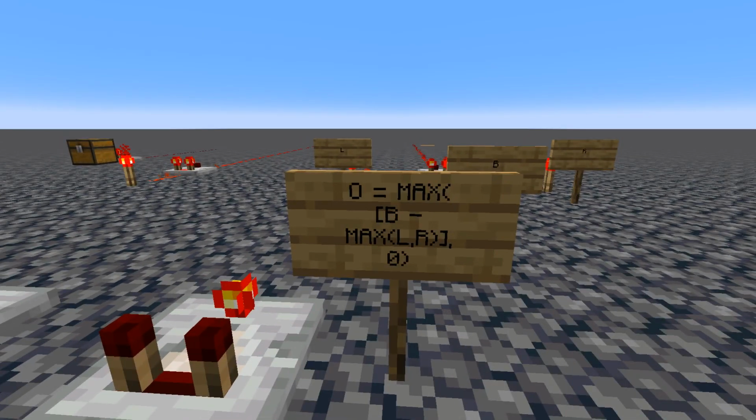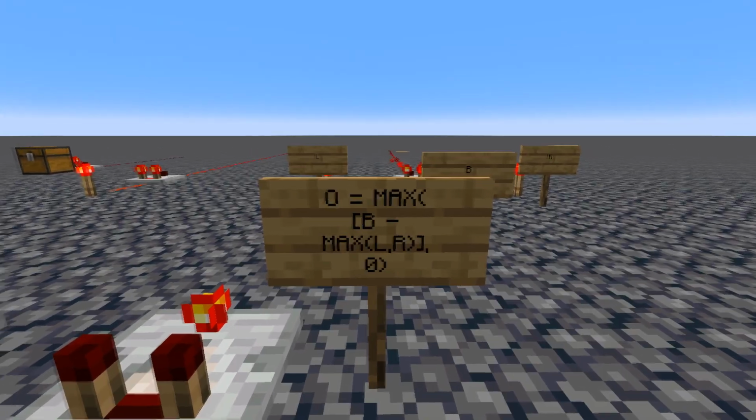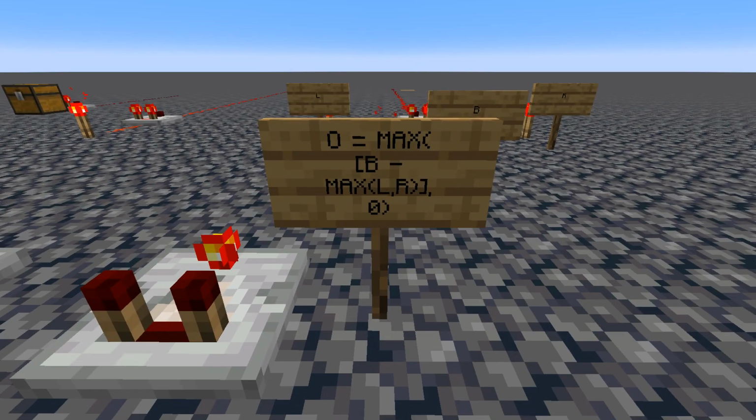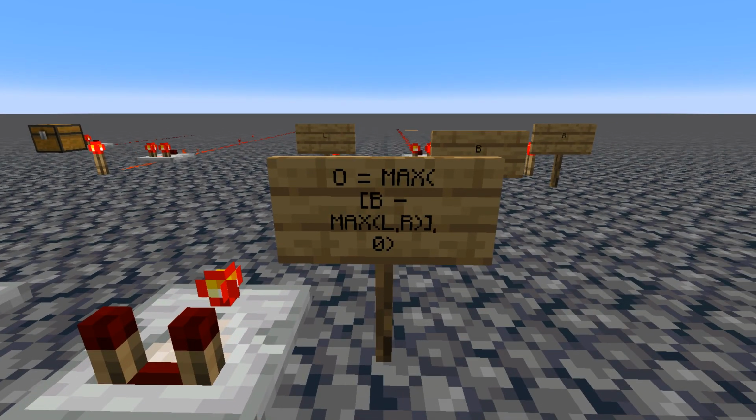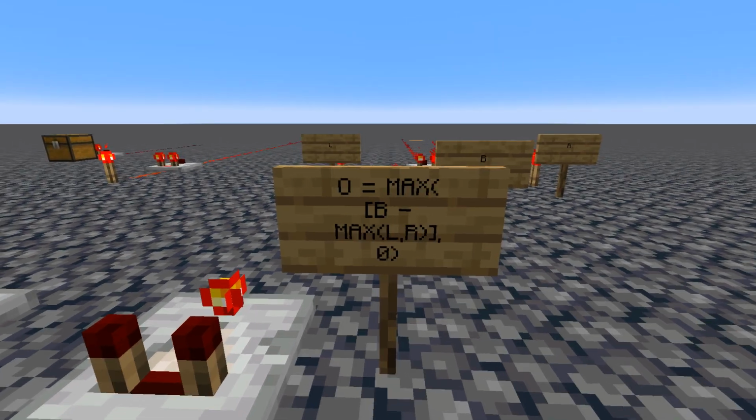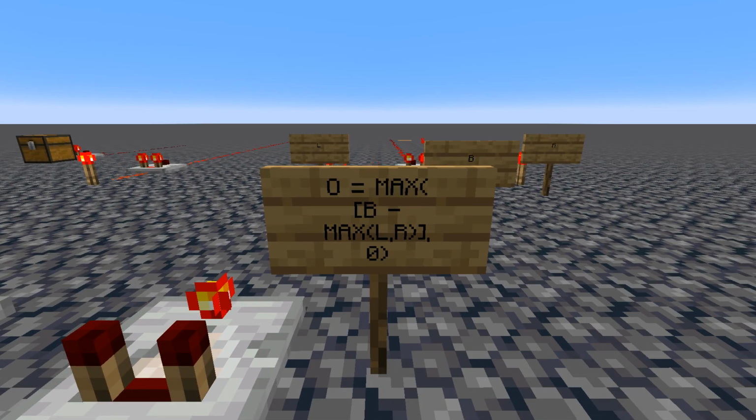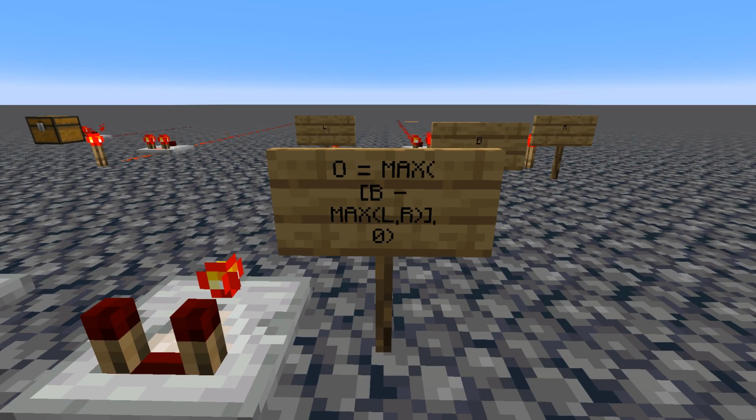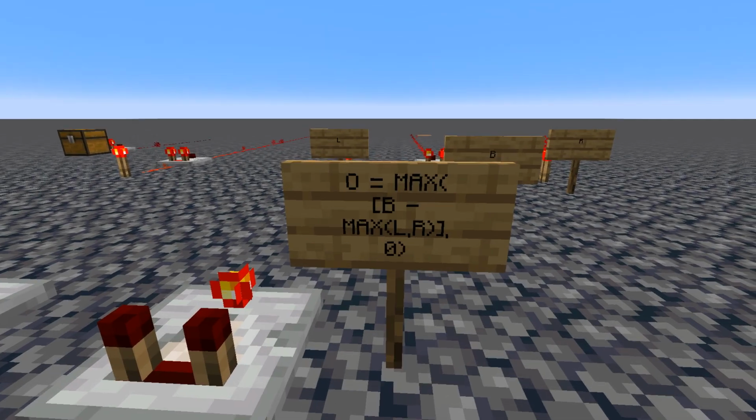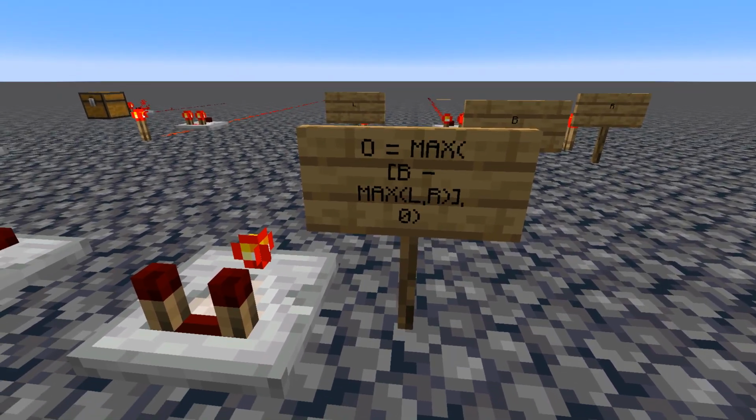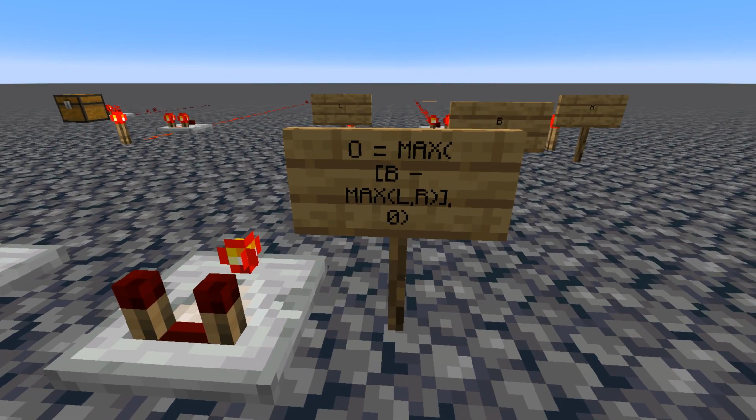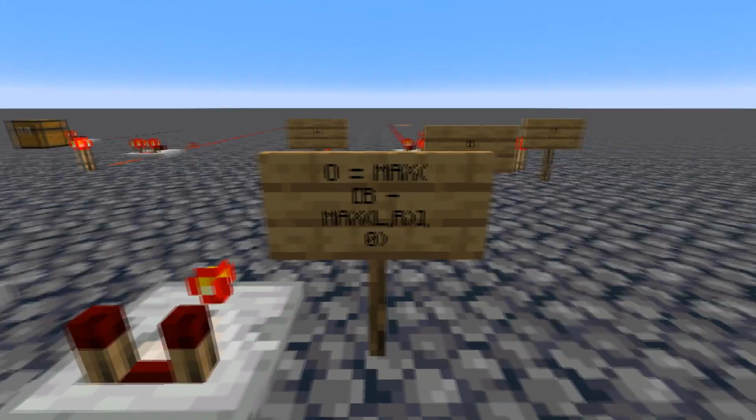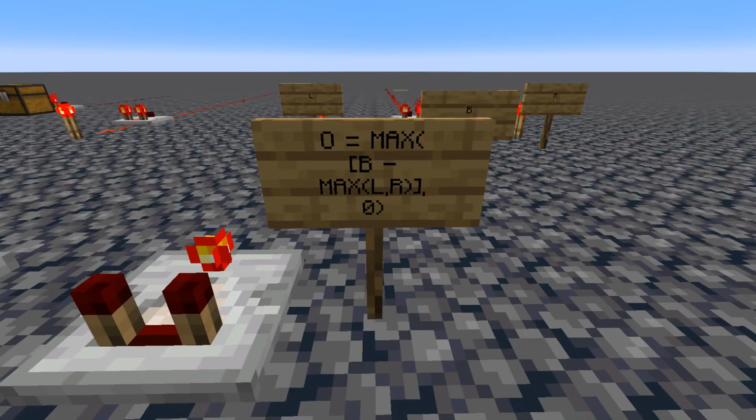So in this case, the output equals max, and then one term, and then 0. The first term is the back signal strength minus the max of the left and right signal strength, okay? So we take the back signal strength and then we minus the left or right signal strength from it. We then take that result and then put it into a max function with 0.